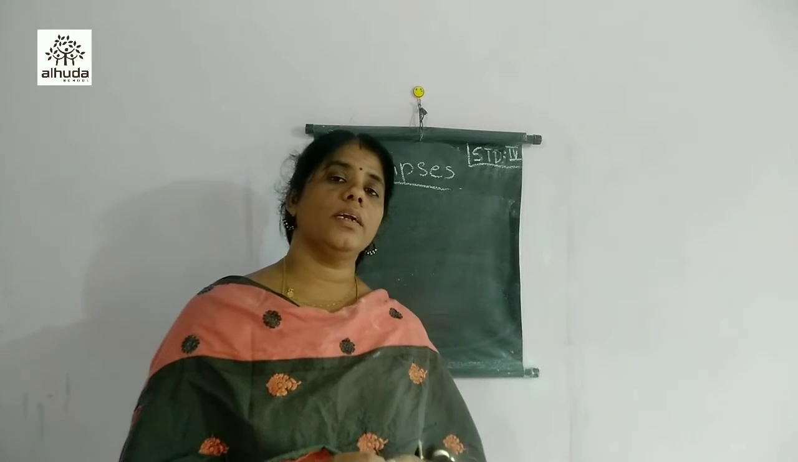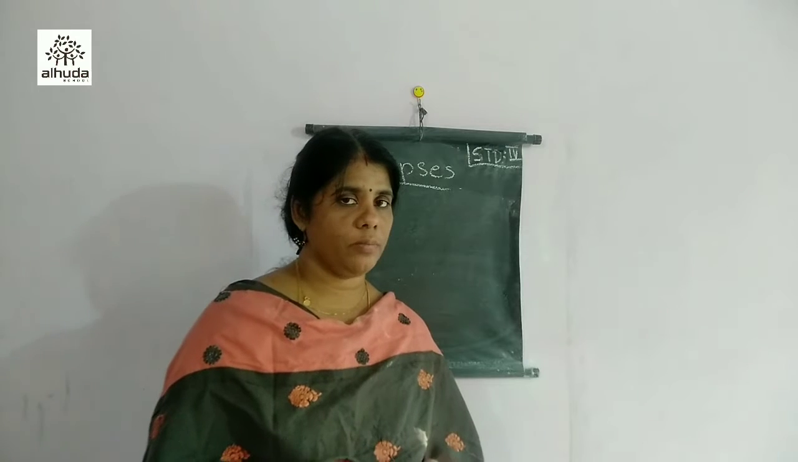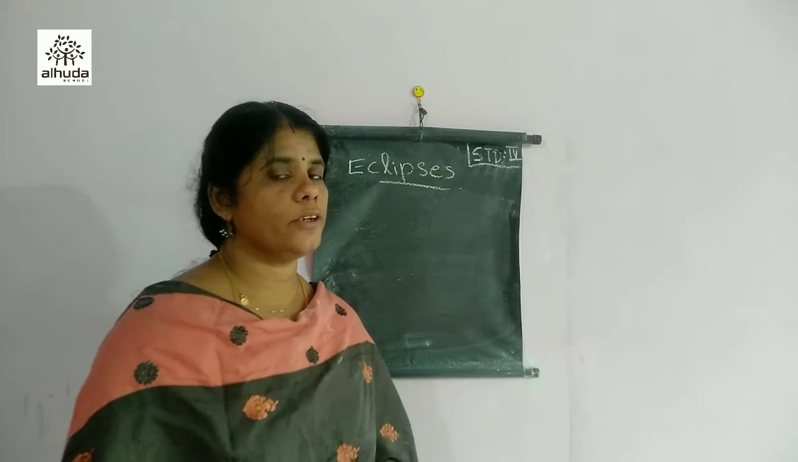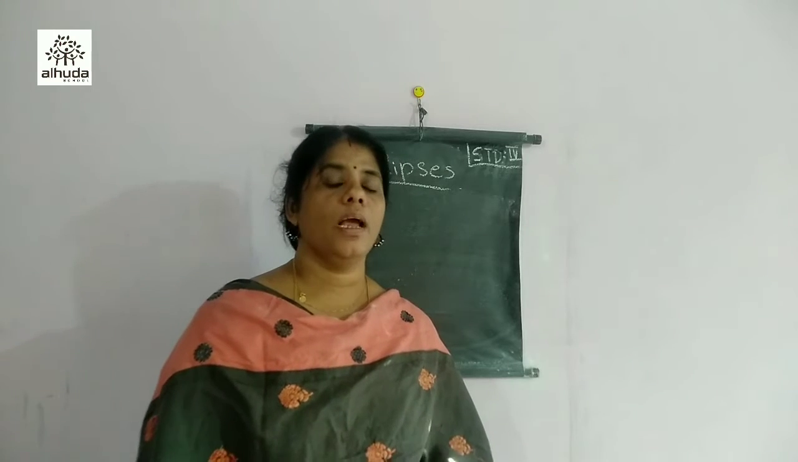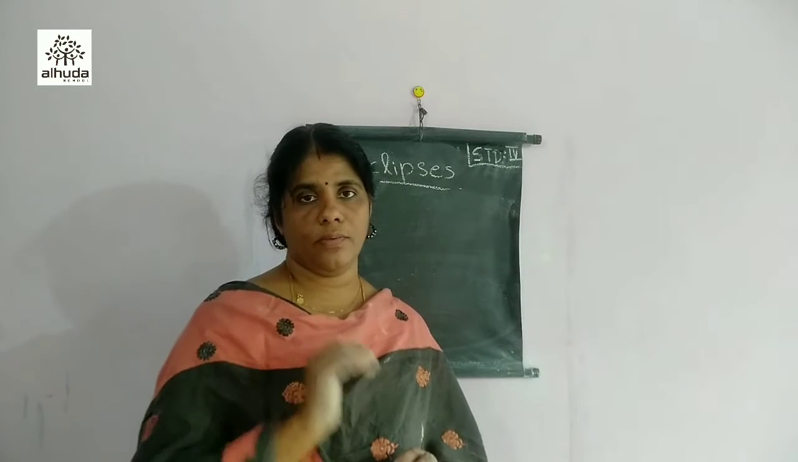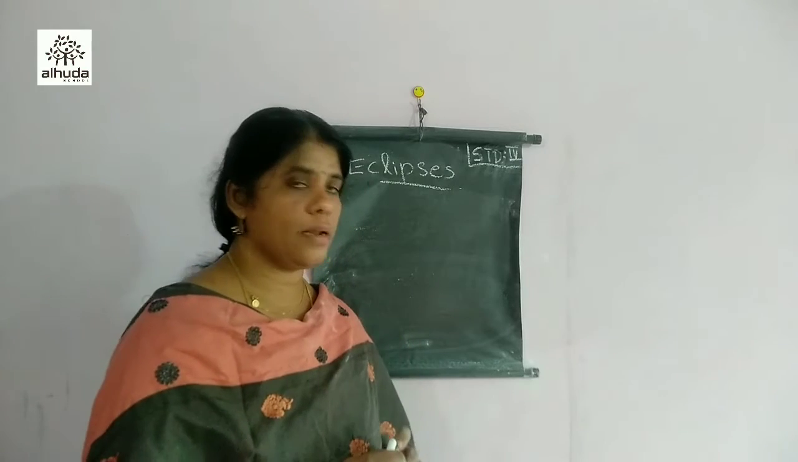You have already learned about opaque and transparent objects. What are opaque objects and what are transparent objects? Transparent objects allow light to flow completely through them. But opaque objects block the traveling of light through them, and that we call opaque objects.